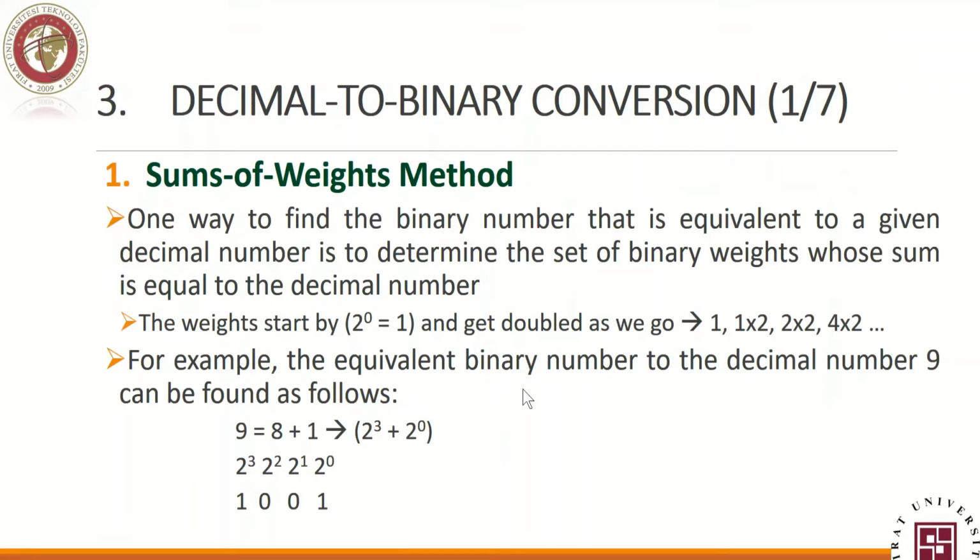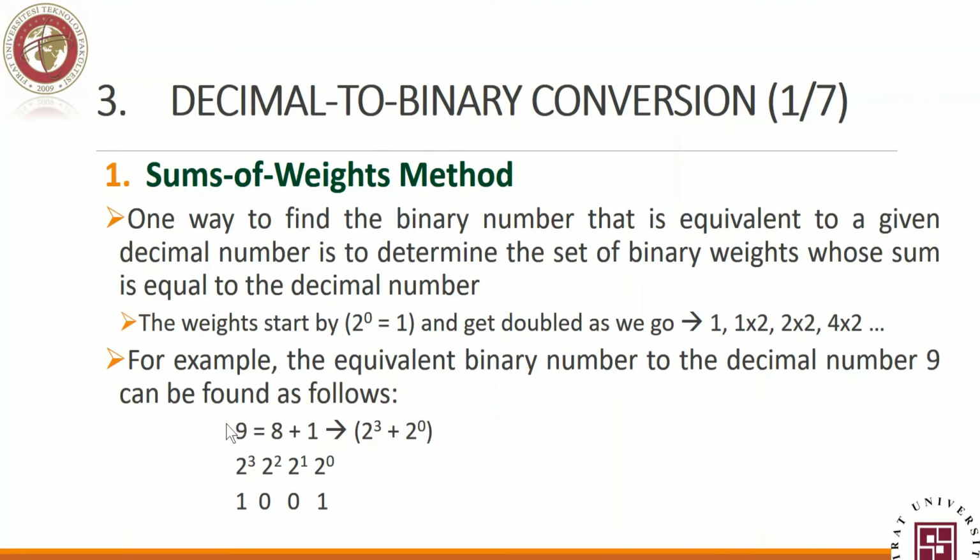So think about decimal to binary conversion. For binary to decimal, we converted binary to decimal, and I gave you one method. Now for decimal to binary. If we would like to do the opposite, if we have a decimal value and we would like to convert it to binary, what should we do? We have sum of weights. Sum of weights means what?